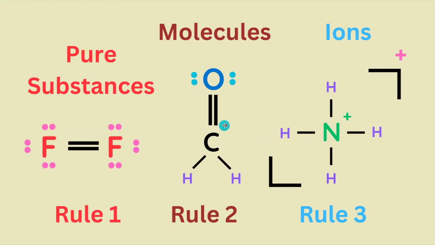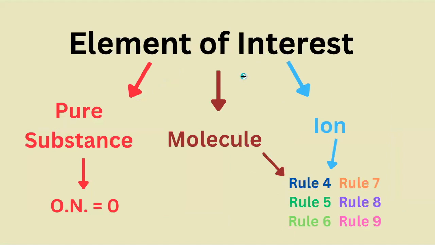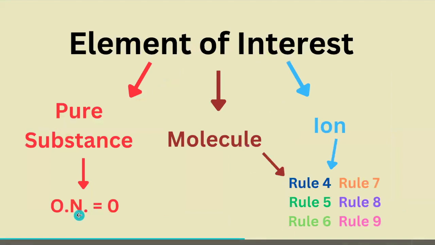Altogether, Rule 1 deals with things that just have one type of element. Rule 2 deals with molecules, which have a zero charge, and Rule 3 deals with ions, which do have a charge. In that sense, Rules 1 through 3 are of equal importance, and the first thing that you have to do to determine the oxidation state is just to figure out what type of substance it belongs to. Here's another way of visualizing that. Once we figure out what type of substance our element of interest belongs to, we'll be able to figure out the oxidation state very clearly. If it belongs to a pure substance, the oxidation state of our element is going to be zero. If not, we're going to follow through the rest of the chart.